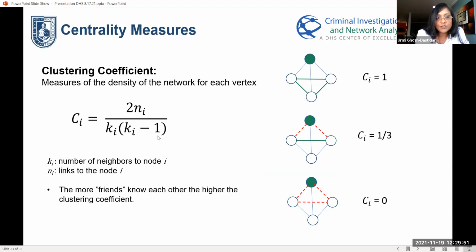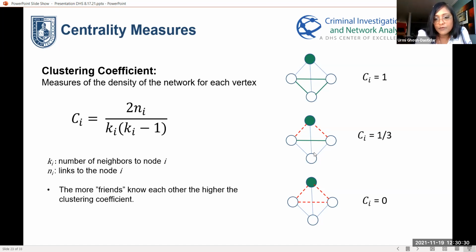Then look at the clustering coefficient, which measures the density of the network for each vertex. In the first example, N_i is the number of links among the neighbors of node i. This vertex is connected to 3 neighbors, and all 3 neighbors are connected to each other. The total number of connections you can have among the neighbors is 3 times 2 divided by 2, which is 3. So 3 by 3, which is 1.